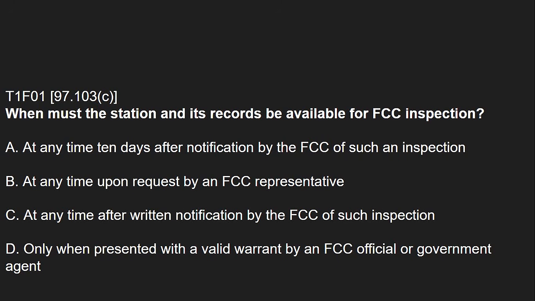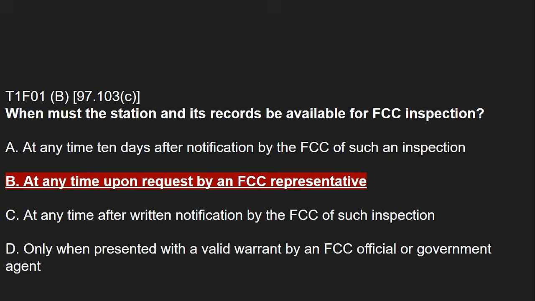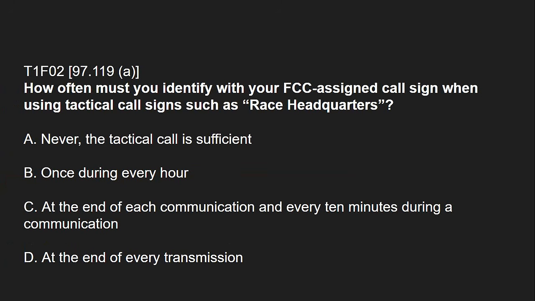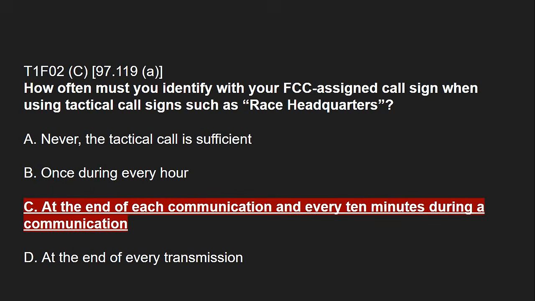T1F covers station identification, repeaters, third-party communications, club stations, and FCC inspections. T1F01, when must the station and its records be available for FCC inspection? That's at any time upon request by an FCC representative. T1F02, how often must you identify your FCC assigned call sign when using tactical call signs such as race headquarters? At the end of each communication and every 10 minutes during the communication.